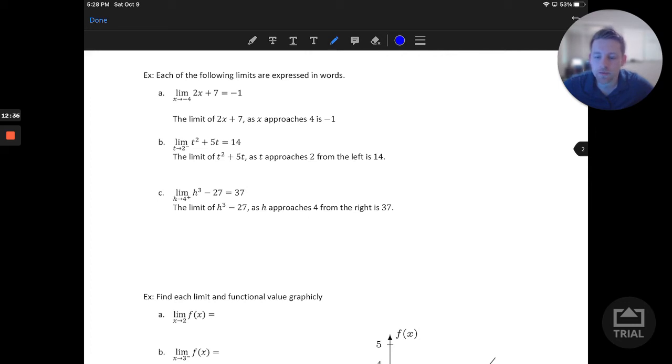So if you try to think about how we actually say those limit notations in a statement, that's a concise way to say each of those limits, the one-sided limits, and then the two-sided limit in part A.